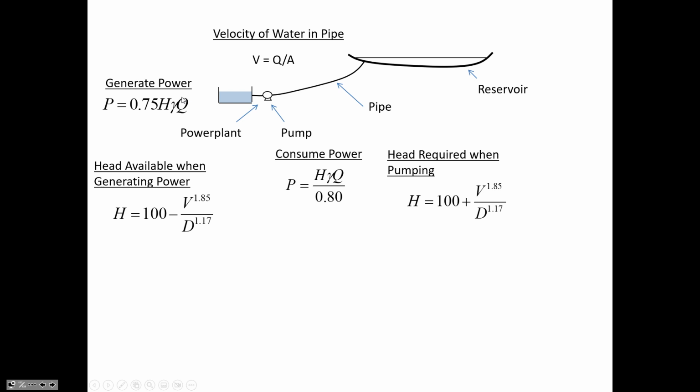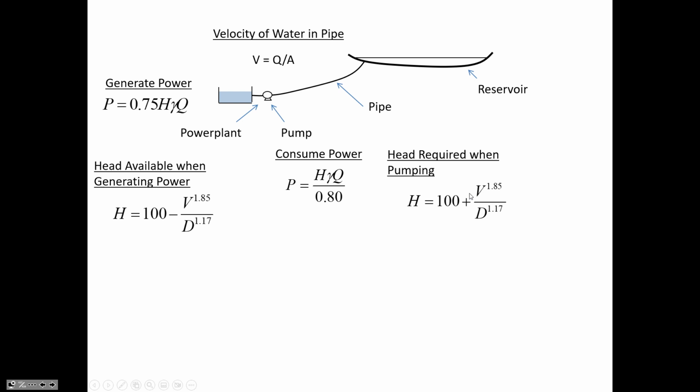And the reason why is that the power plant isn't 100% efficient, the pump isn't 100% efficient, and you're losing energy as the water flows through the pipe, and you're losing energy both ways. You're losing energy as the water's flowing downhill, but also you're having to add even more energy to the system to overcome friction when the water is going into the reservoir uphill. So this H is how much head is required when you're pumping. And again, the faster the velocity through the pipe, the more energy is required.